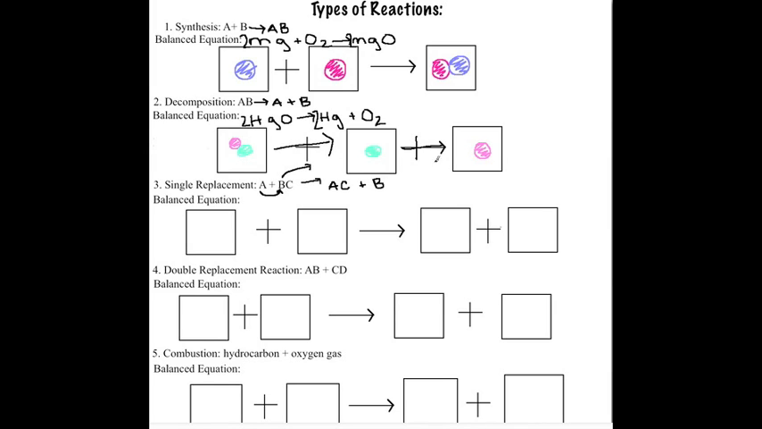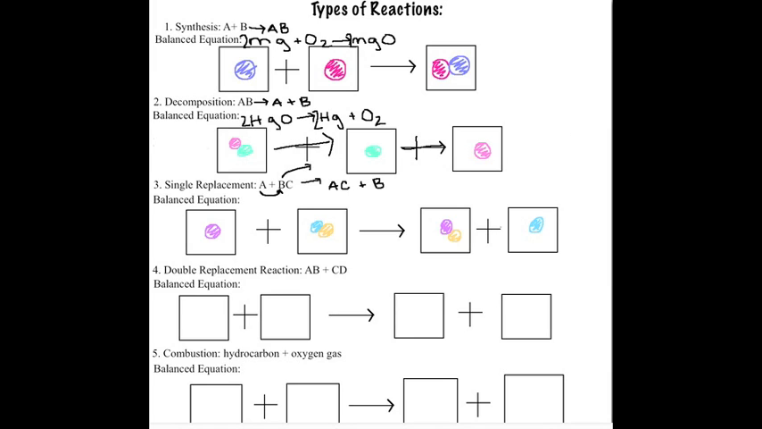So if I'm going to draw this, here's A, all by itself. And then here's B, bound to C. Once they react, A and C are now bound together. So here's C, and instead of being bound to B, it's now bound to A, and B is all sad and all by itself. So that's single replacement.